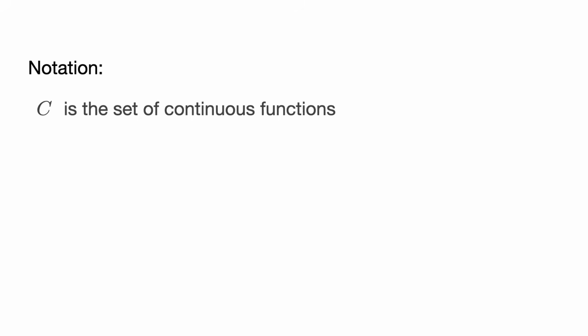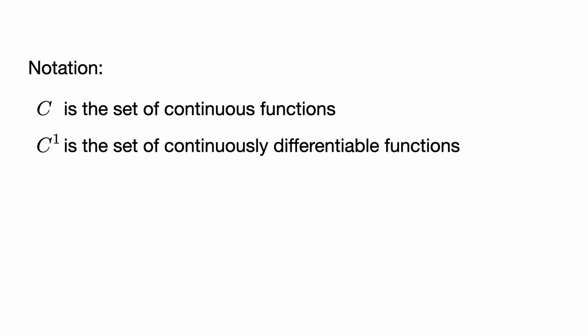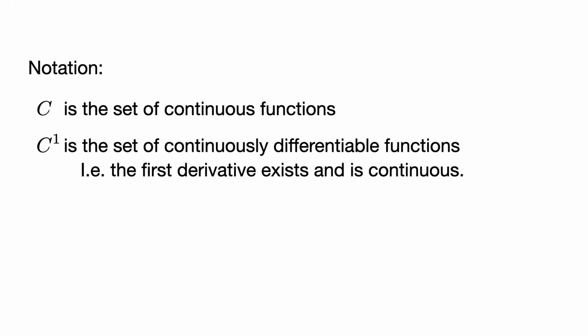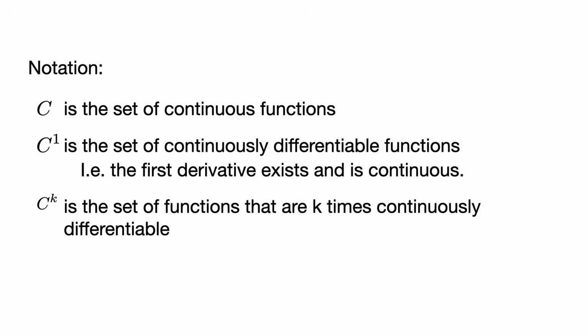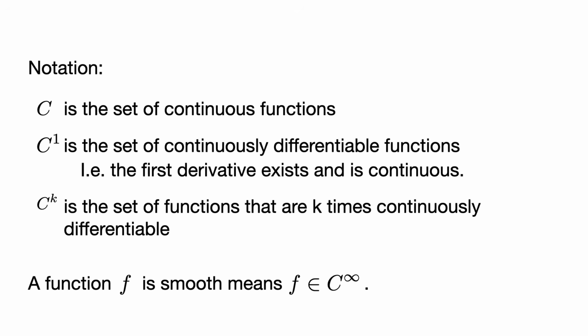Some notation. C is the set of continuous functions. C1 is the set of continuously differentiable functions. That means the first derivative exists and it is continuous. Ck is the set of functions that are k times continuously differentiable. And a function is smooth means the function is in C infinity. It is differentiable an infinite number of times.